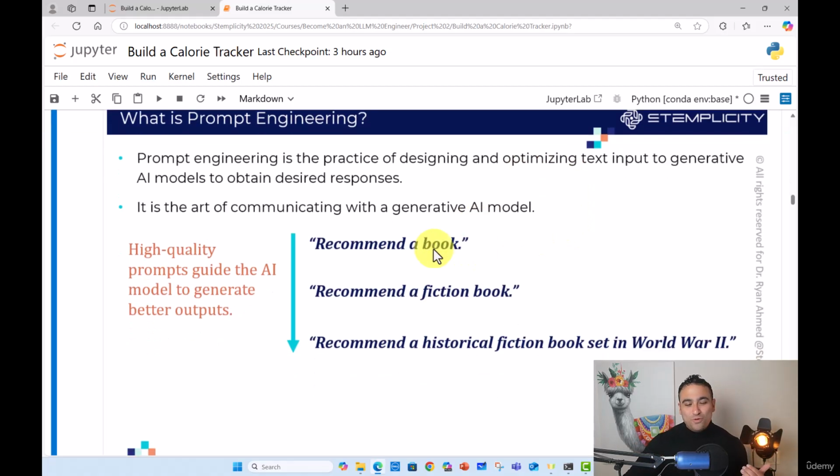So think of it this way. We can start by saying, recommend a book. You can refine the prompt, make it slightly better by saying, recommend a fiction book. Of course, this is a slightly better prompt because now you are explaining to the AI what exactly you are looking for. So that means the output's gonna be much better. And of course, what we could do as well is that we can be slightly more specific. We can say, recommend a historical fiction book set in World War II, as an example. So by going down, you are increasing the quality of the prompt. And of course, that will lead to a better generated output from Gen AI models.